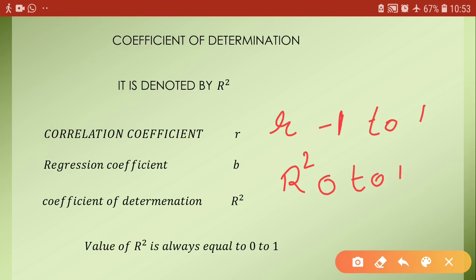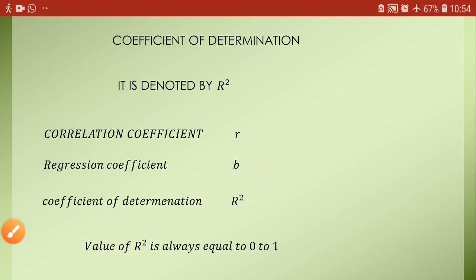Why so, sir? Because it is the square of r. If r is negative, then the square of a negative will be positive. You got my point? So r square couldn't be negative in any situation. So your r square will always be between 0 to 1. Okay, so we have written here, the value of r square is always between 0 to 1.